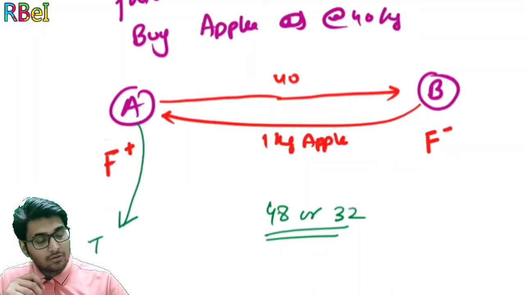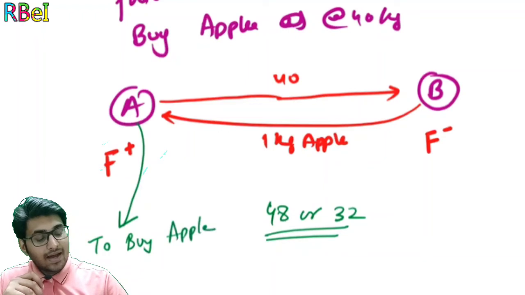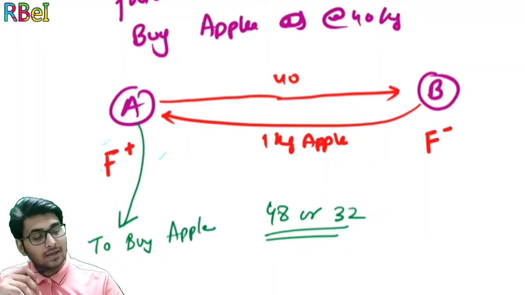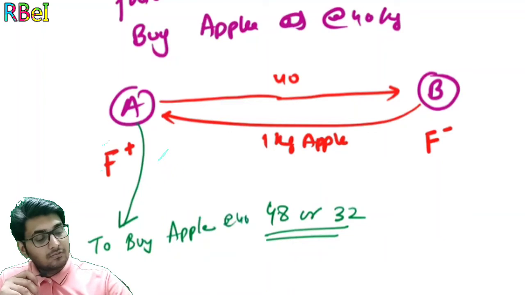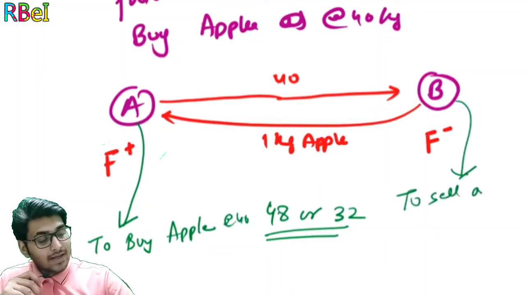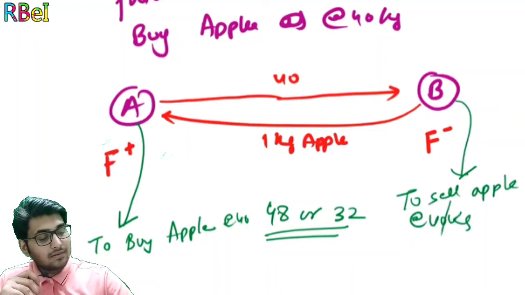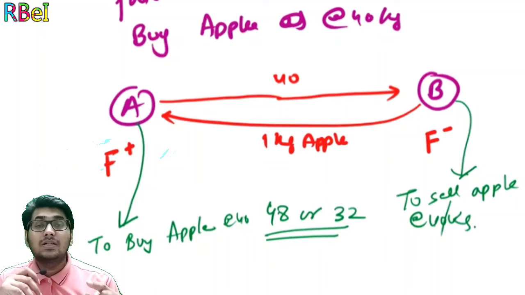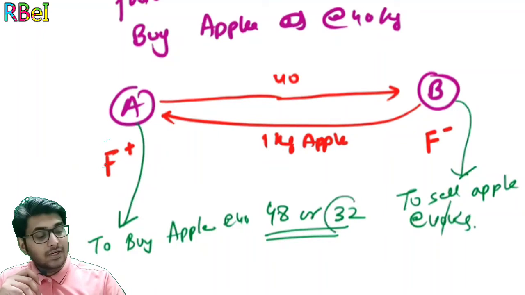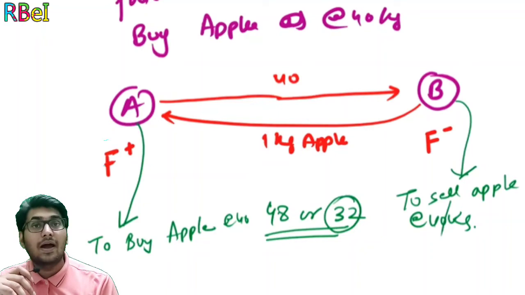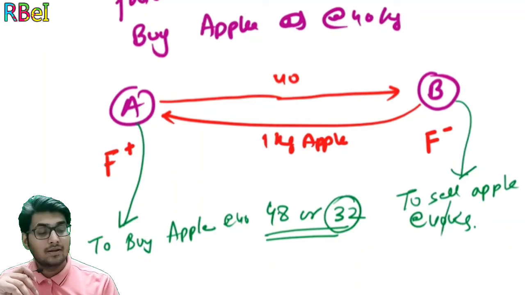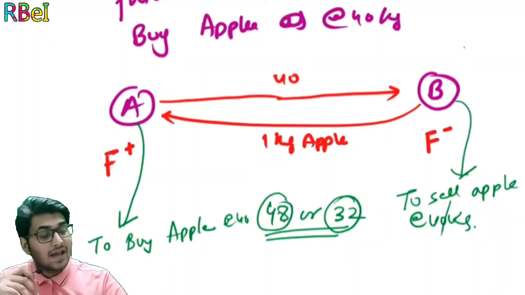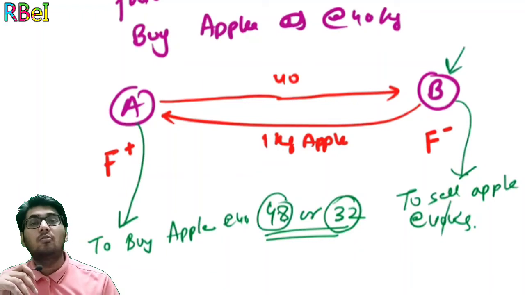I have the right to buy apple. I have the right to buy apple from Mr. B at the rate of 40. What's the right of Mr. B? His right is to sell apple at the rate of 40 rupees per kg to Mr. A. What's the obligation? Even if the price will reduce to 32, I have to buy it. I cannot move back from my contract. If the price will reach 48, I have to sell it at 40. I cannot move back from my words.